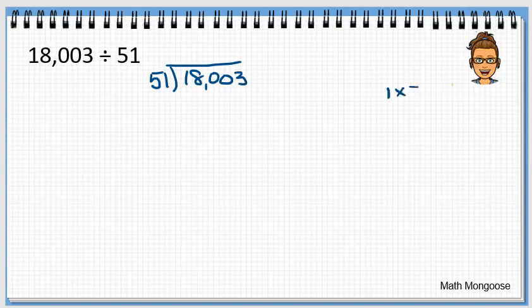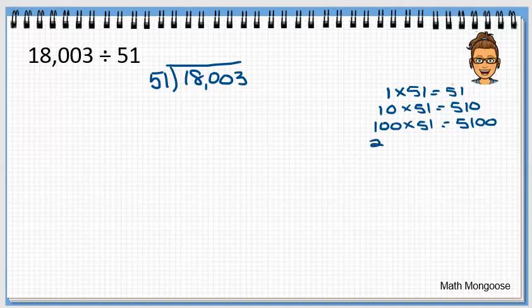All right, so let's do some thinking over on this side. One group of 51 is equal to 51. 10 groups of 51, what is that? 510. What about 100 groups of 51? 100 groups of 51 is equal, you are correct, 5,100. Is 5,100 close to 18,000? I think we need to go a little more.